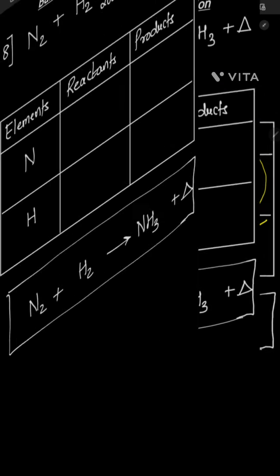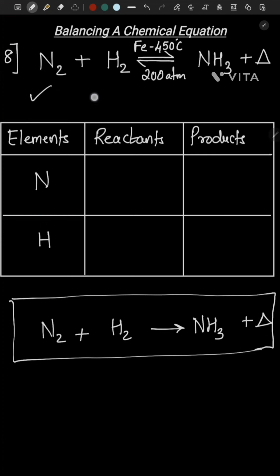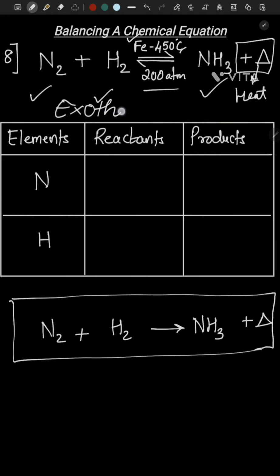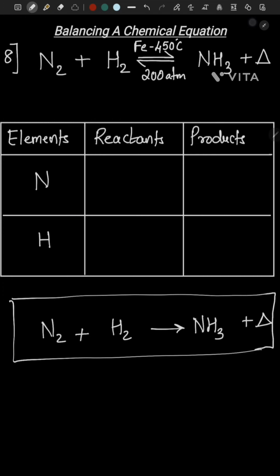Hence the reaction equation is balanced. Now we have N2 reacting with H2 in the presence of catalyst Fe, which is heated up to 450 degrees Celsius and at 200 atmospheric pressure, which results into ammonia, and this plus delta. Now this delta is the symbol which is used for heat, right? Any equation where the heat is given out is indicated with this delta, and such reactions are known as exothermic reactions.